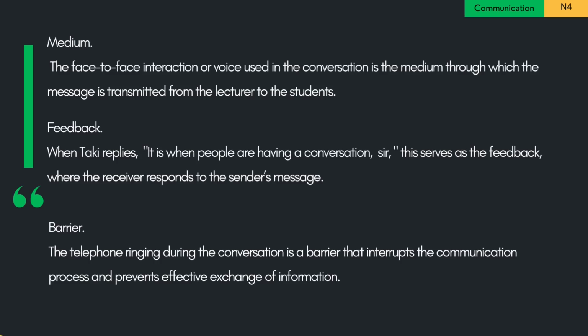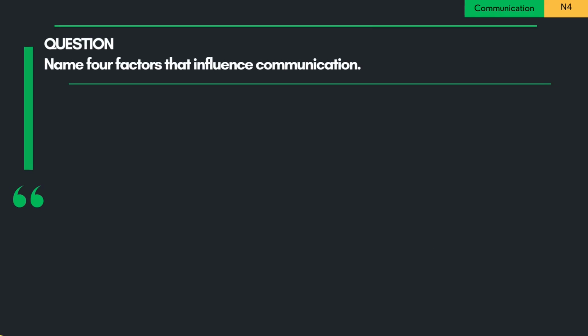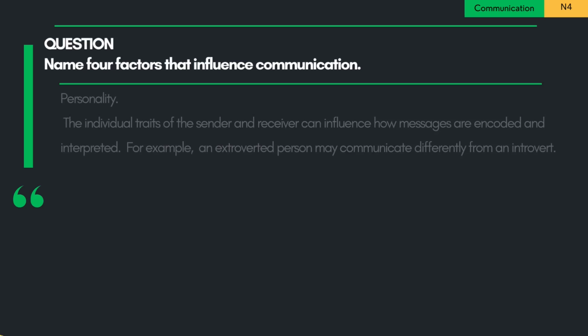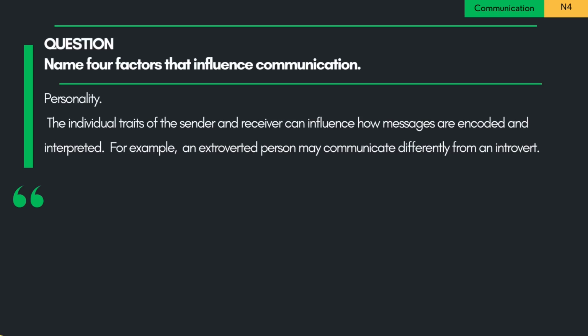5. Barrier. The telephone ringing during the conversation is a barrier that interrupts the communication process and prevents effective exchange of information. Question. Name 4 factors that influence communication. The 4 factors that influence communication are: 1.